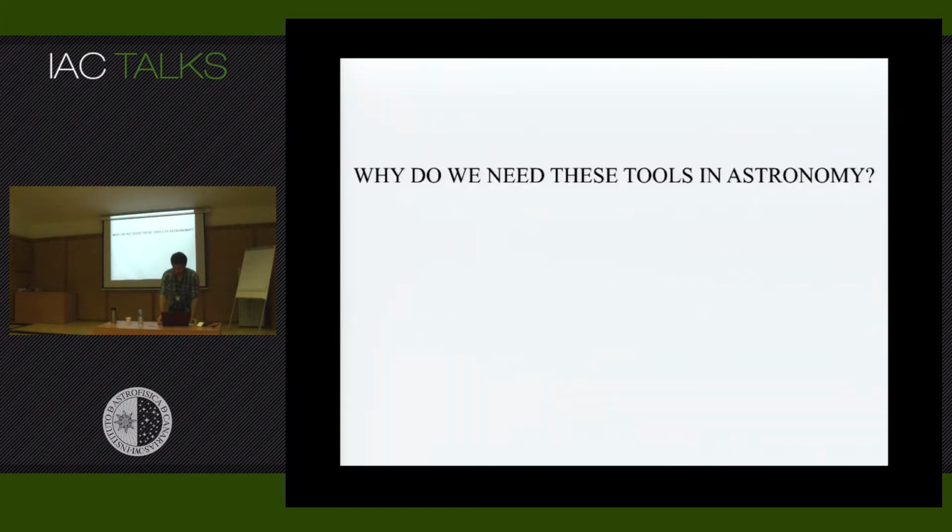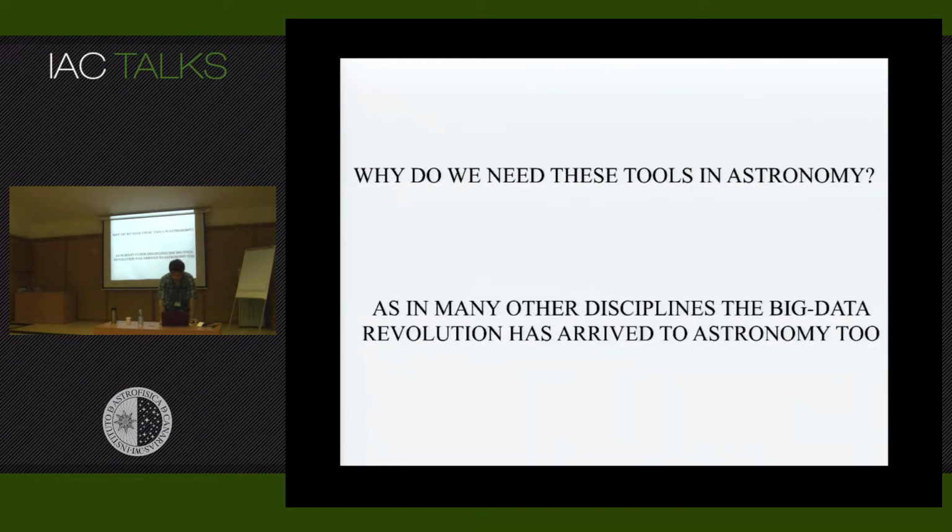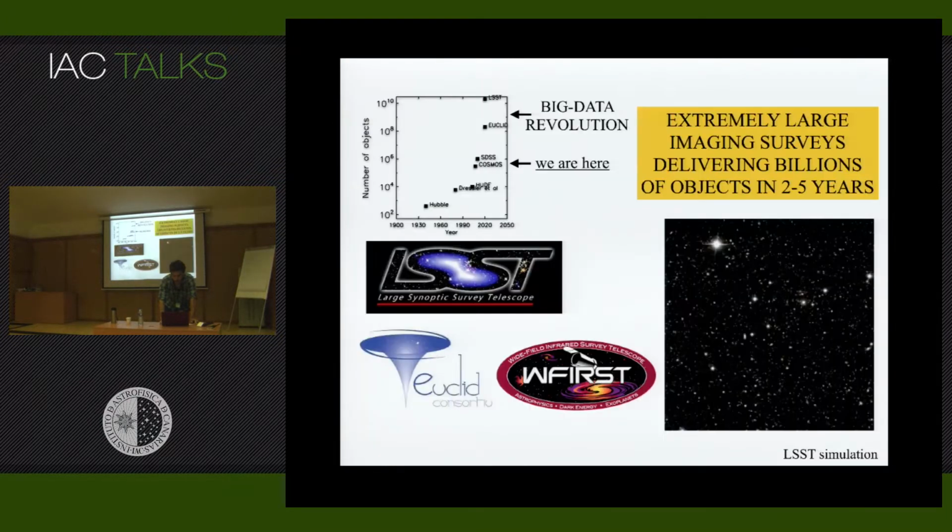So why do we need these tools in astronomy? Why do we need deep learning? I guess it's obvious, since you are all here, that the big data revolution has arrived in astronomy, and we have heard about this already, so I will go very fast. We have the next generation of surveys driven by Euclid, WFIRST, and LSST, and you see the number of objects as a function of the year, how it's drastically increasing, and in the next couple of years we have orders of magnitude more objects to deal with.